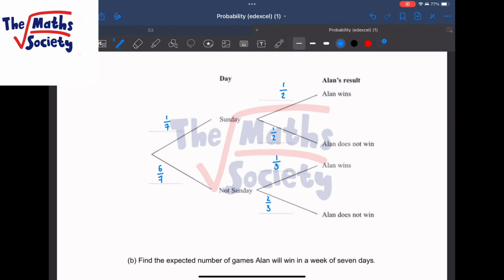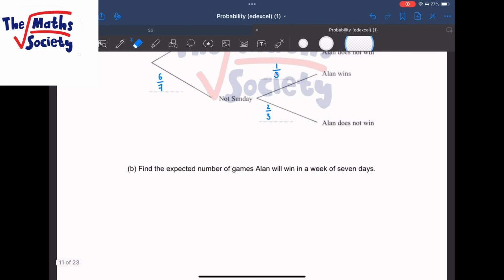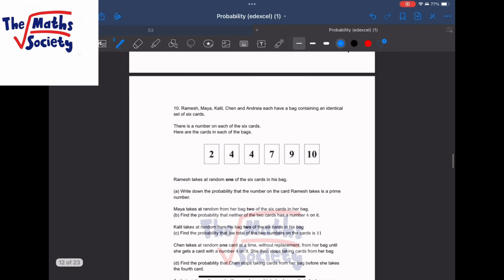So expected number, so that means if it's on Sunday, which is 1 by 7, he wins half, right? So he has a probability of winning half. And if it's not on Sunday, he has a probability of winning 1 by 3. And in a span of 7 days, then the total should be 2.5. And that's the number of games that he's expected to win.